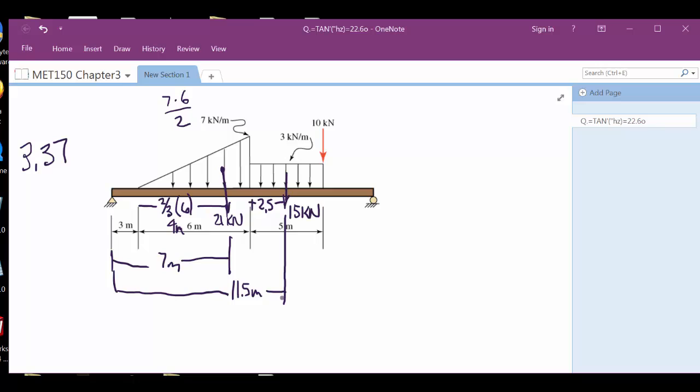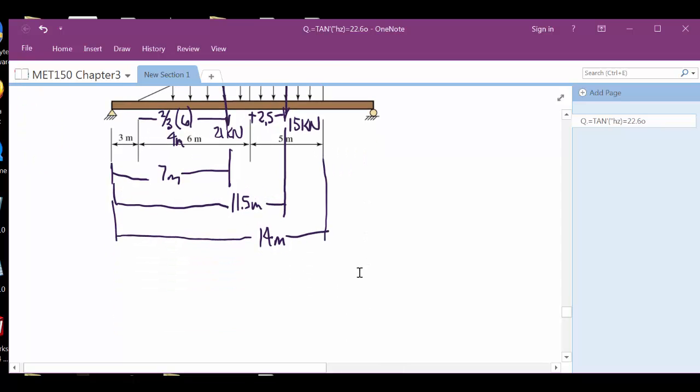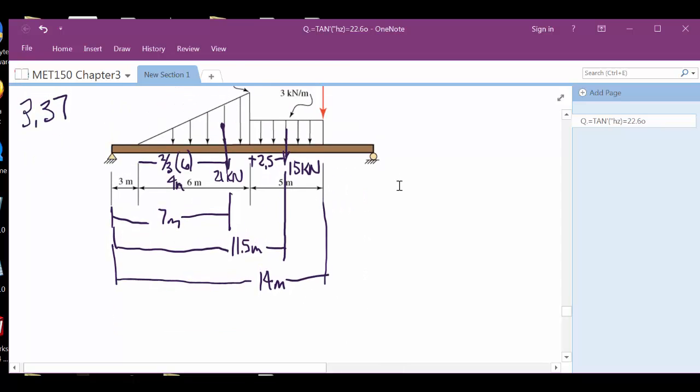And then one more for that. Then you have this distance here, which is 11, 14? Yep. So then you do your moment. Of course, you do your R value, which would be 21, 15, and 10, right?